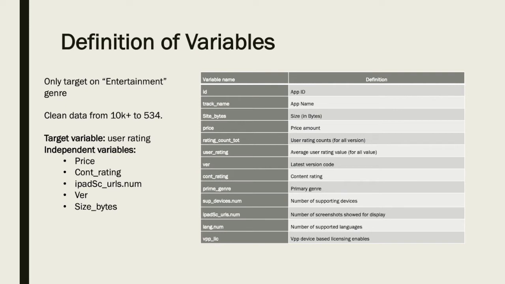Price stands for the price amount, and in this data, price is in US currency. Price is actually an important factor for users to make decisions about downloading the app and is related to the app sales rank. User rating is the important factor for app ratings.